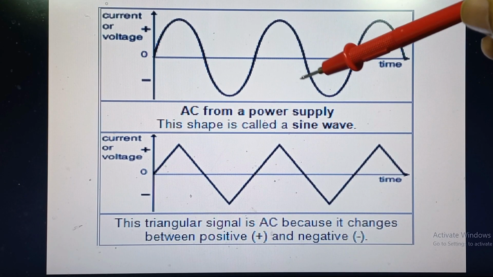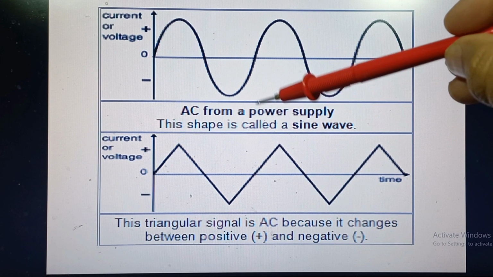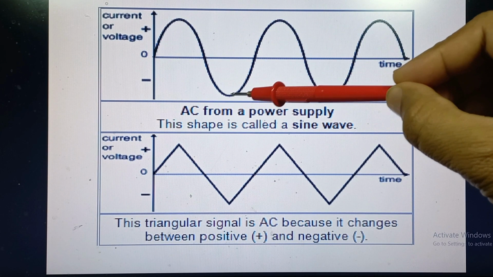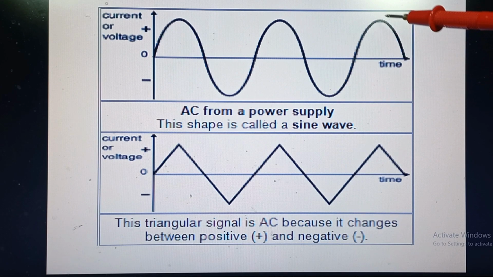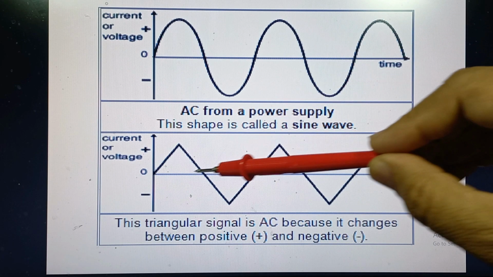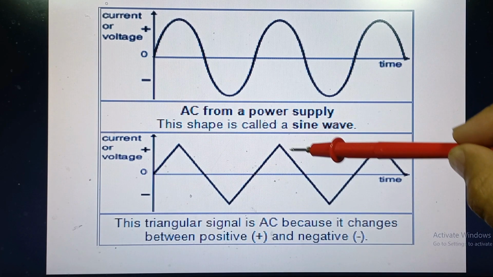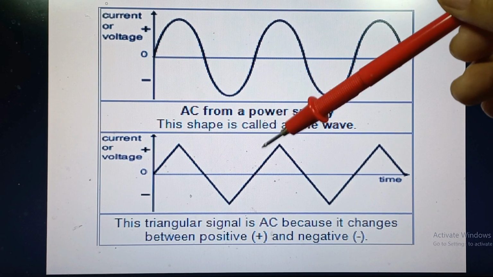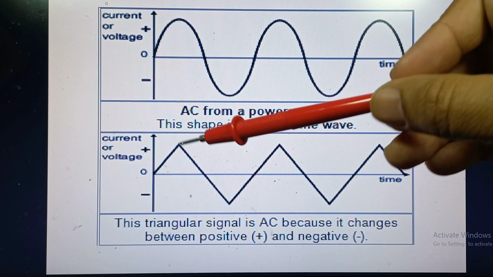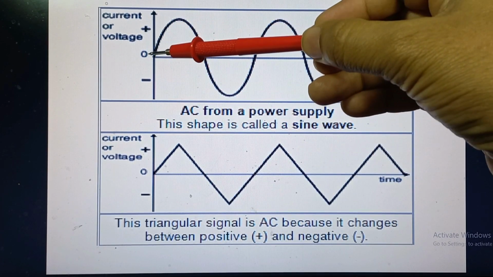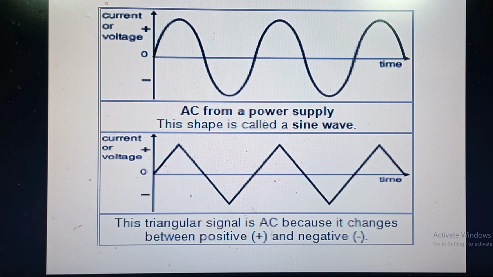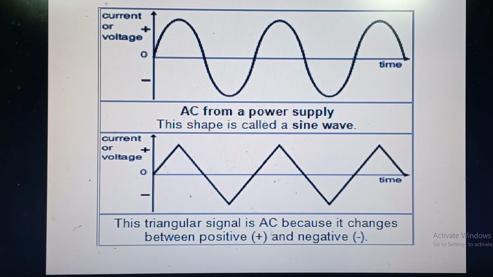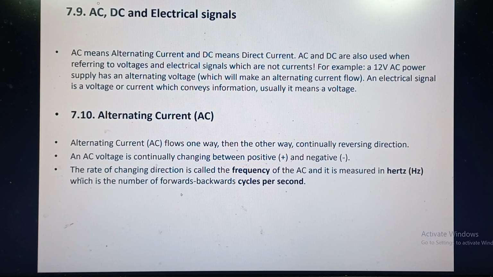Here one thing is very important, that the wave is moving along the time axis with the passage of time. You can see over here the wave is moving onward with the passage of time. So in alternating voltages, the wave shapes look like they are moving from their origin towards the endpoints because of the variations.